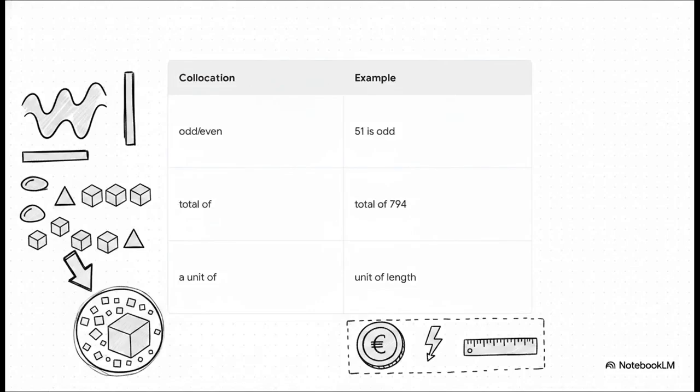And these distinctions apply directly to our everyday math sentences too. Just look at these classic collocations. You've got odd numbers, like 1, 3, and 51, versus even numbers, like 2, 4, and 50. When you're doing the actual math, a calculation comes to a total of a specific number. So if we add up all the figures, it comes to a total of 794.